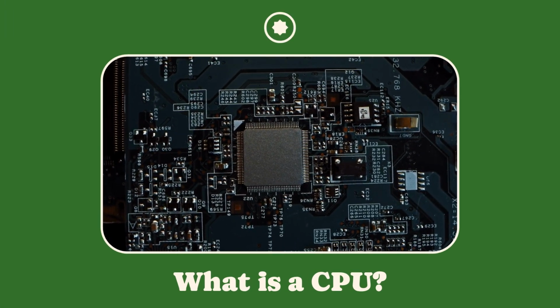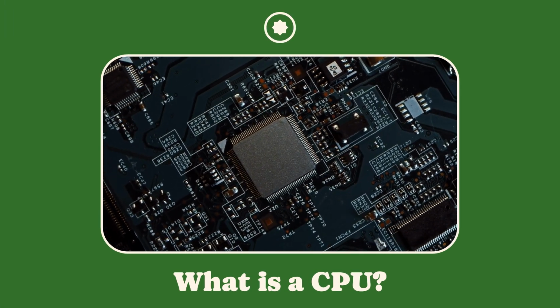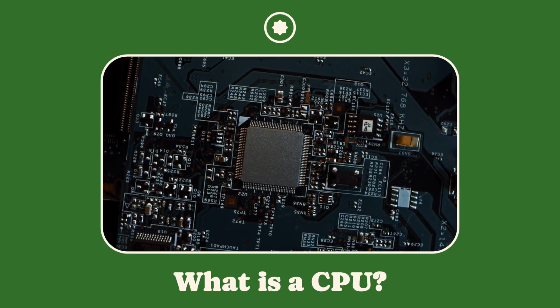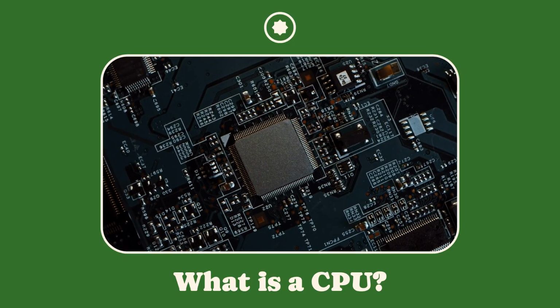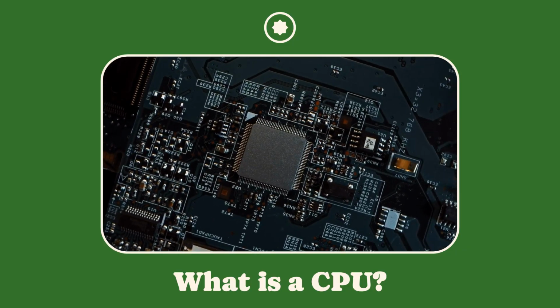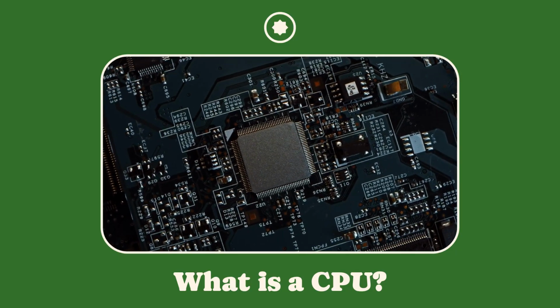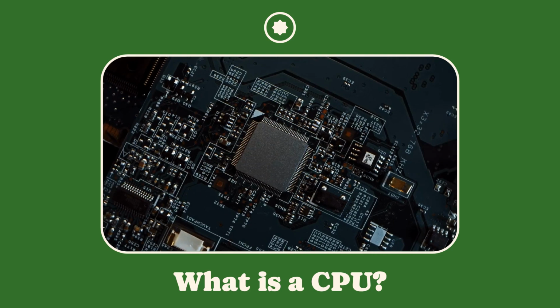of your computer. At its core, a CPU, or central processing unit, is the electronic circuitry within a computer that carries out the instructions of a computer program. It's the brain of your computer, responsible for executing everything from simple calculations to complex operations that power your applications.